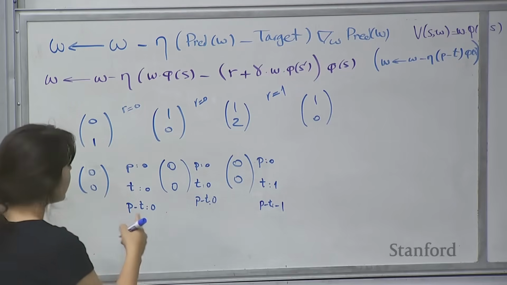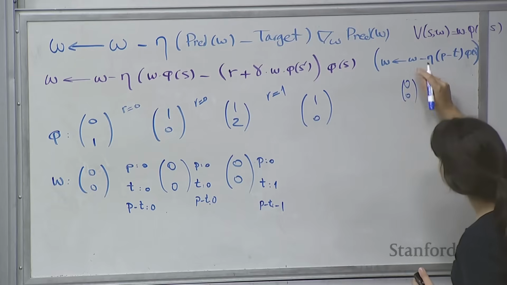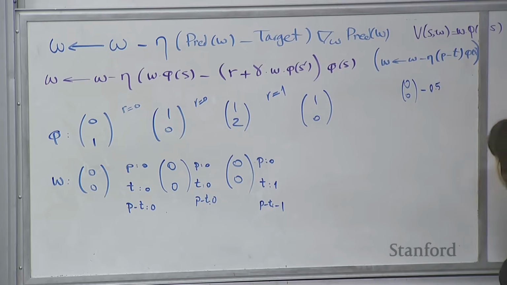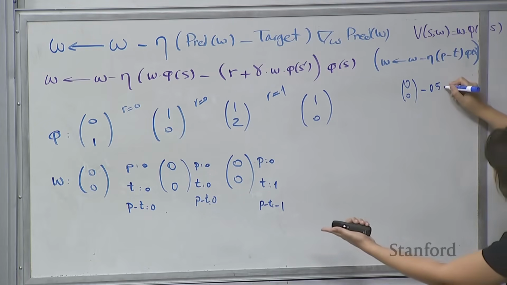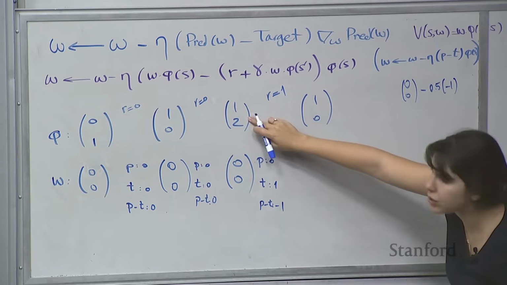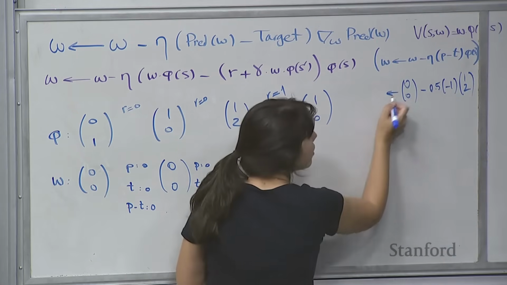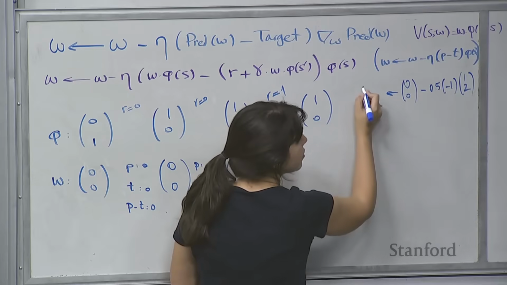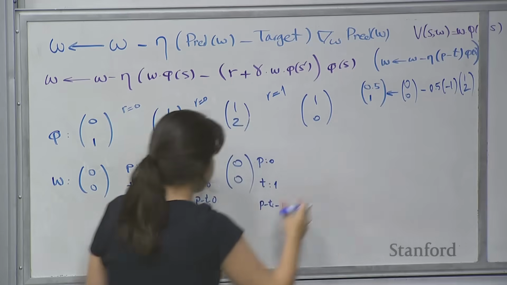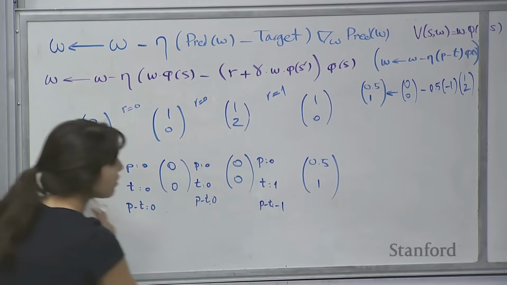So I need to do an update. How am I updating it? Starting from 0, 0, minus my eta, which is 0.5, as I defined it, times my prediction minus target, which is minus 1, times phi of S, which is 1, 2. So what should my new W be? I'm just doing arithmetic here. 0.5 and then 1. So my new W is going to become 0.5 and 1 at the end of this one episode.